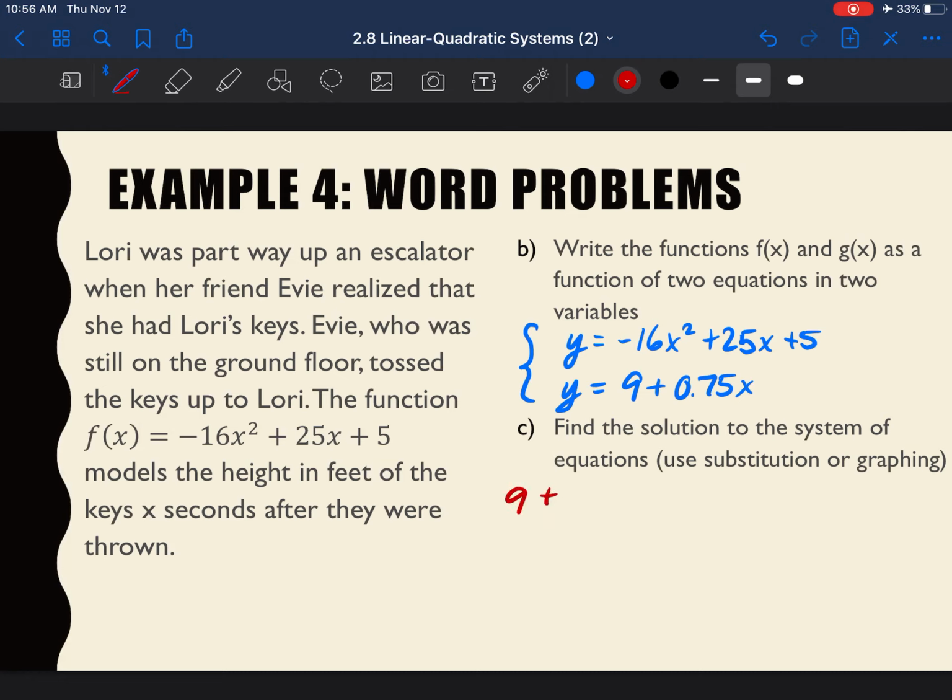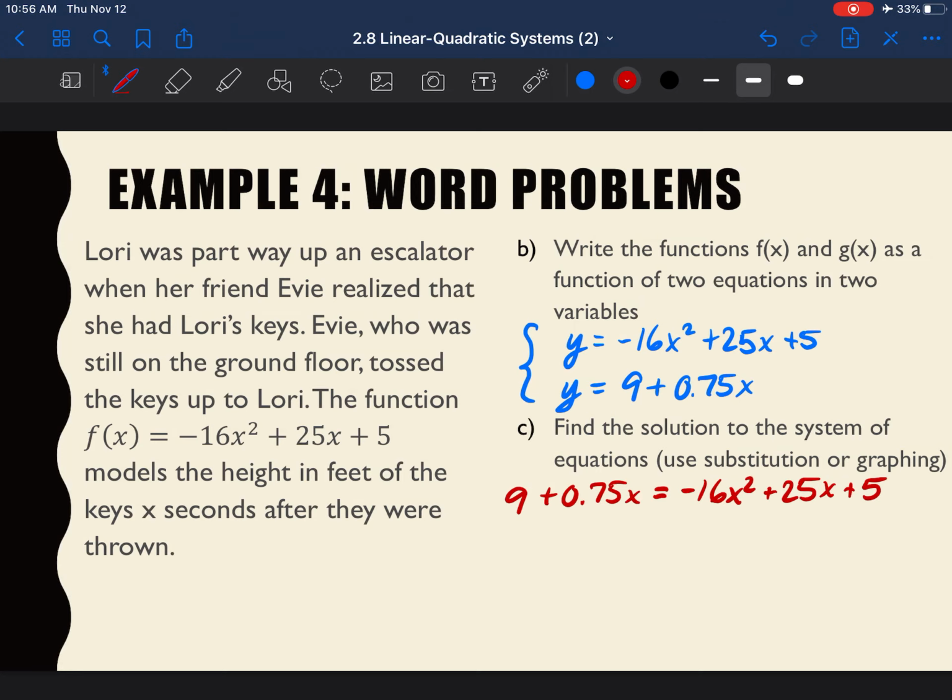9 plus 0.75x equals negative 16x squared plus 25x plus 5. And it's all right if you had flipped this. So if you did the negative 16 equation first and then the 9 plus 0.75x, that really changes nothing, as long as afterwards you get this to be equal to 0.